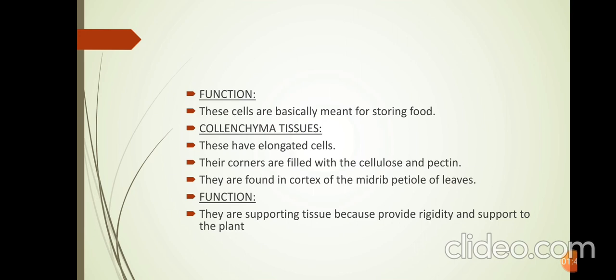Now collenchyma tissues. These have elongated cells. Their corners are filled with cellulose and pectin. They are found in the cortex, the midrib and petiole of the leaf. Function: they are supporting tissues because they provide rigidity and support to the plant.